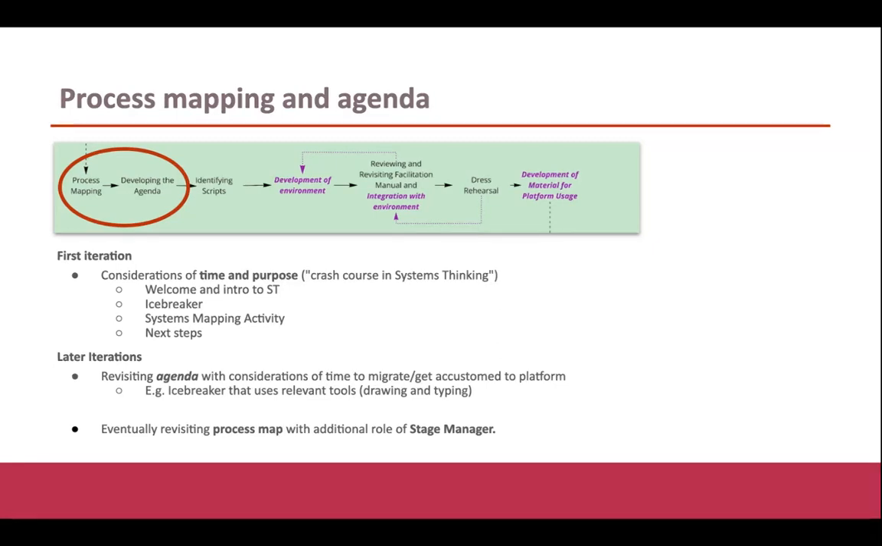After the first dress rehearsal, we also revisited the process mapping, as we identified an additional role in the modeling team. This was a stage manager, which can be described as a person controlling which view of the board the participant can see in front of them. I will be talking a bit more about this extra role later.